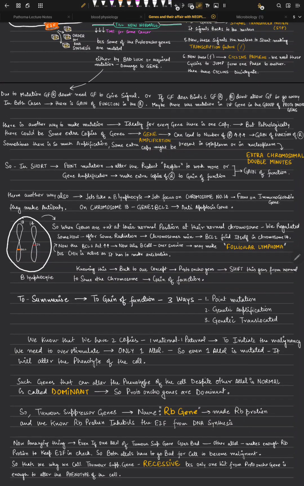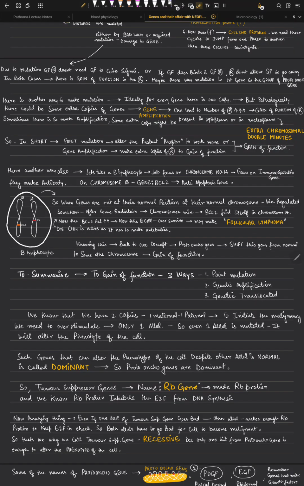There is another way to make a mutation. Ideally, for every gene there is one copy, right? But pathologically, there could be some extra copies of the gene. It's called gene amplification. This can lead to upregulation of the number of receptors. For example, normally you have 2 receptors, but imagine you have gene amplification, and now instead of 2, you have 20. Again, the signaling will be a lot more than normal, so gain of function of the receptor is seen here also. Sometimes there is so much amplification that the extra copies might be present in the cytoplasm as well, or inside the nucleoplasm. We call these extrachromosomal double minutes.